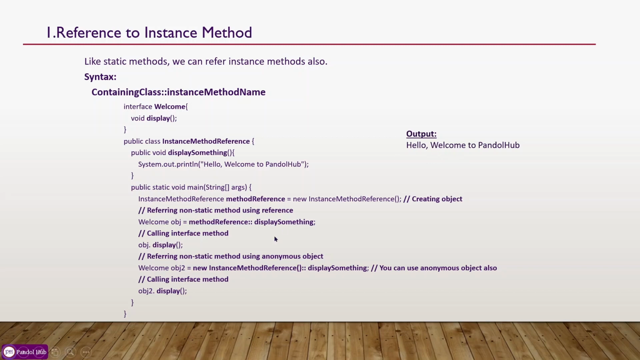Okay. So instead of creating an object, we can use an anonymous object also, like we can create it at runtime while assigning it to the functional interface object, like new instance method reference colon colon display something. So even here when we display it, it's going to print the same output for us.